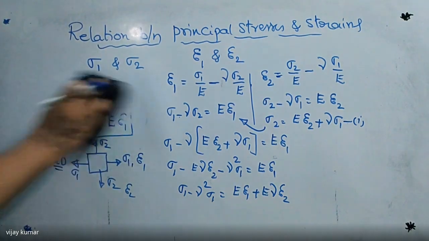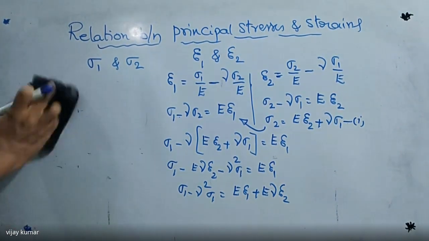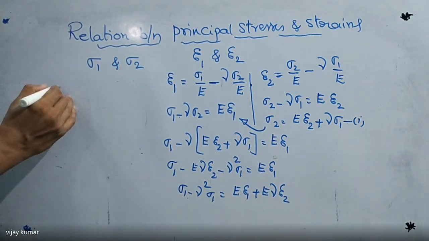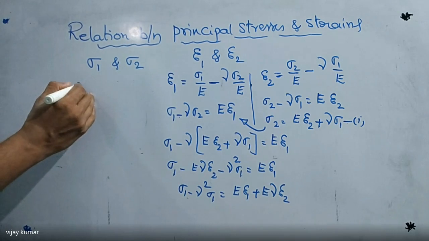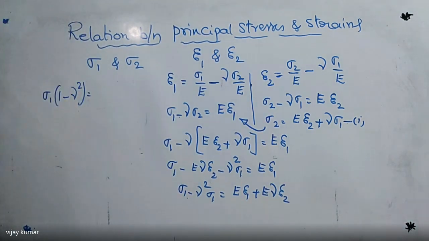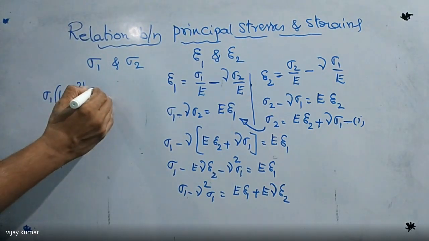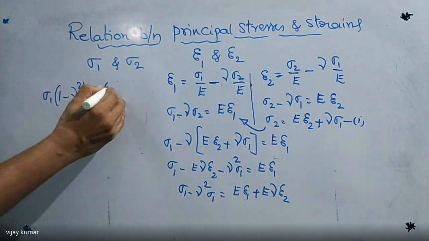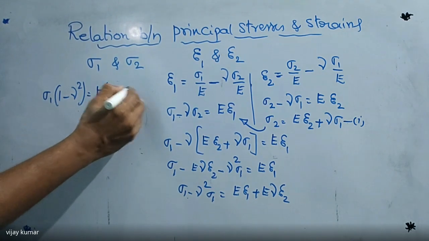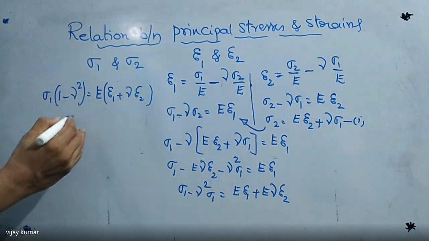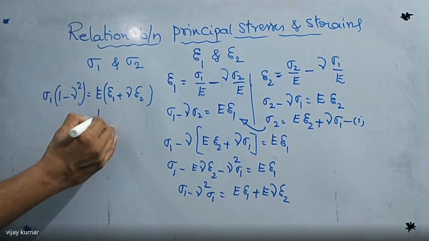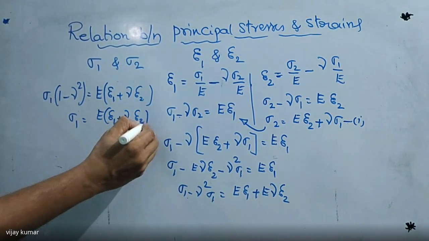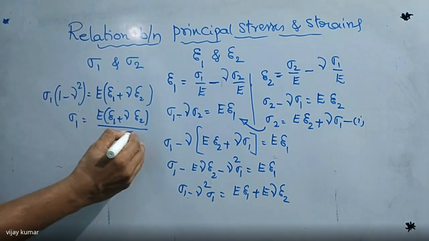Then by using that relation, I'm going to write. Here sigma 1 is common. Then we are getting 1 minus Poisson ratio square. Listen carefully, E is common here. That is epsilon 1 plus Poisson ratio into epsilon 2. And what is the sigma 1 value? That is E into epsilon 1 plus Poisson ratio into epsilon 2, divided by 1 minus Poisson ratio square.